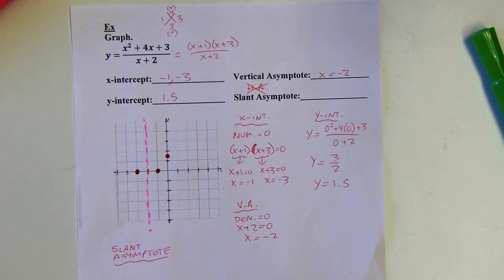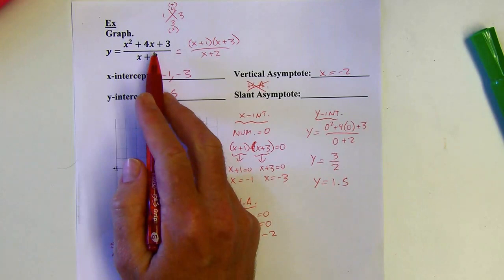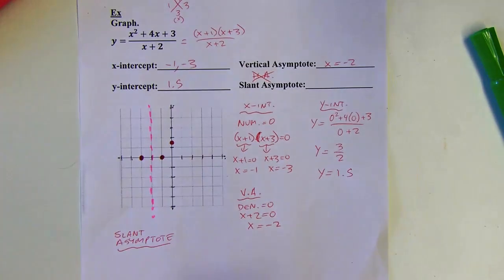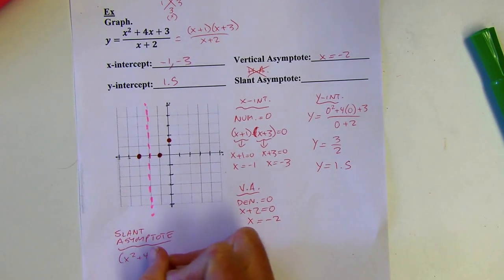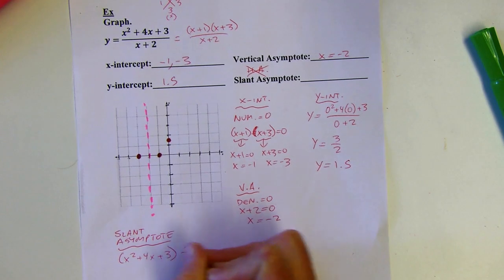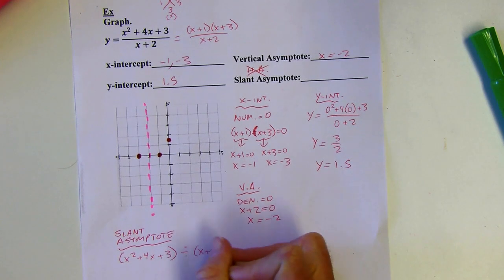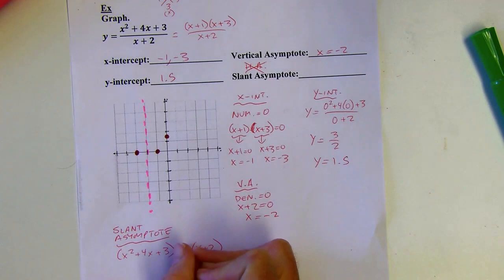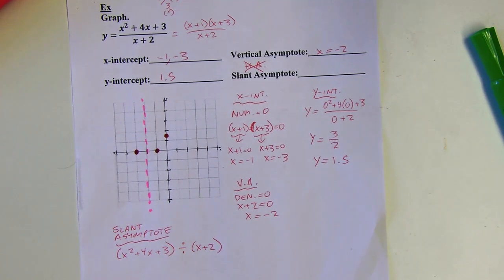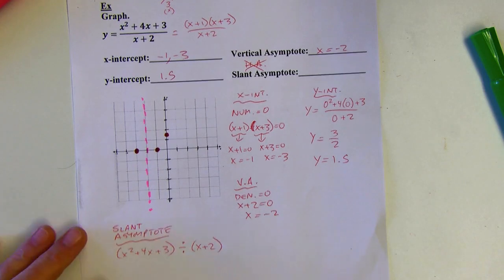So I'm going to take the numerator and divide it by the denominator. So I'm going to take x squared plus 4x plus 3 and divide it by x plus 2, like so. Okay. Now, going back in time a little bit, got to pull back some previous knowledge. Going to go back a few chapters. I can use synthetic division here.